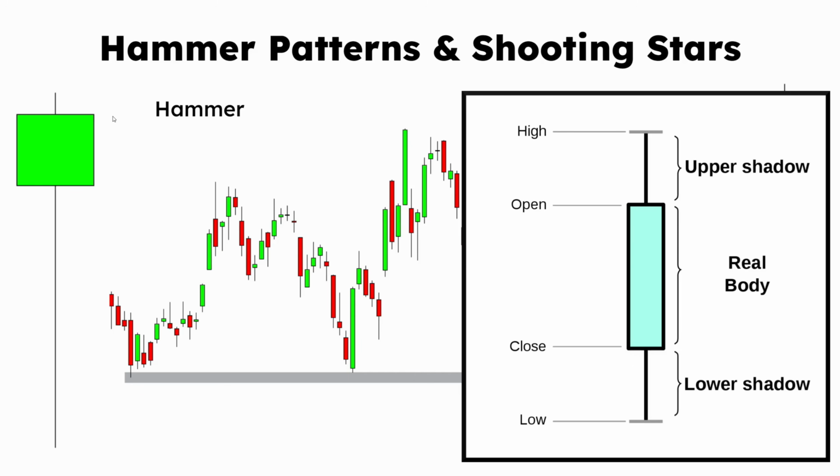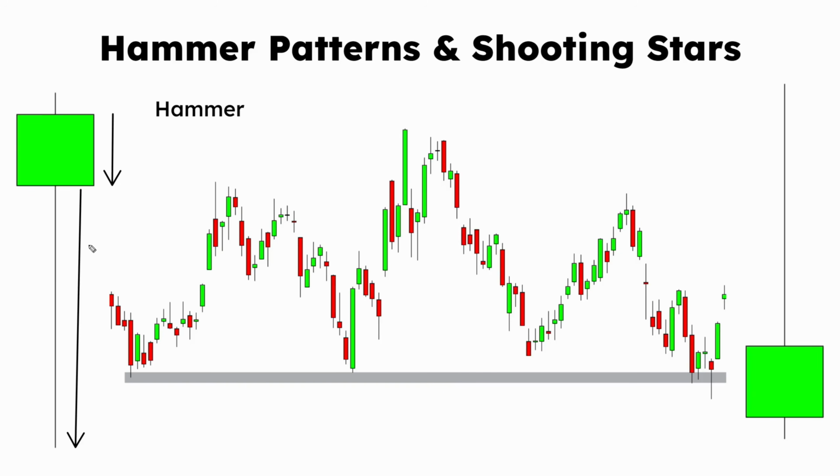And in order to identify a hammer, you're looking out for a small real body. So this wide part of the candle is what we're calling the real body. And we also want to see a long lower wick. So the wide part of the candle is called a real body, and the small lines here above and below are called wicks. And for the hammer, we want the lower wick to be at least twice as large compared to the real body. But preferably, we want the wick to be even longer, perhaps 3 times as large or even 4 times as large.